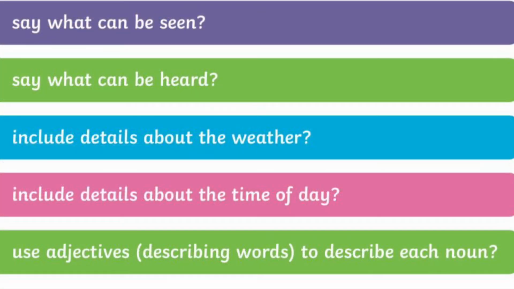Have a look at this. When we describe a setting, it would be excellent to include lots of detail. We could write about what we can see and what we can hear. We could include details about the weather and about the time of day. We could also use adjectives, so describing words, to describe each noun.